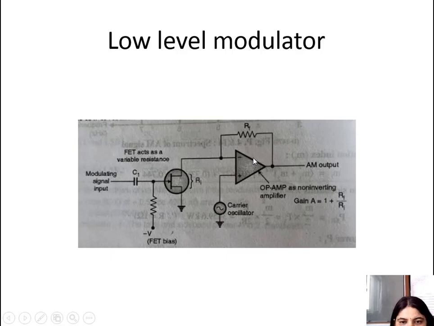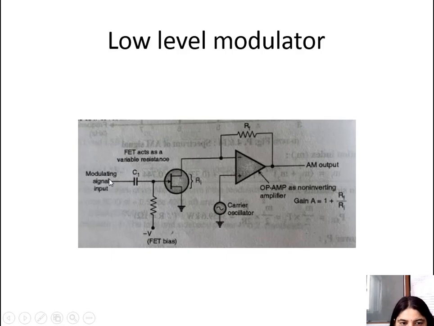Okay, so Rf is the fixed value, and Ri is the value produced by this JFET, and it's a variable value. A negative DC bias is applied to the gate of the FET, and it is the reverse bias. Now the input that will come through C1, the coupling capacitor. So here the resistance of the JFET will change according to the modulating signal amplitude.